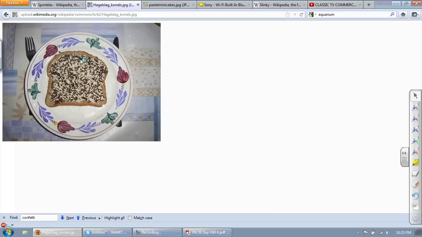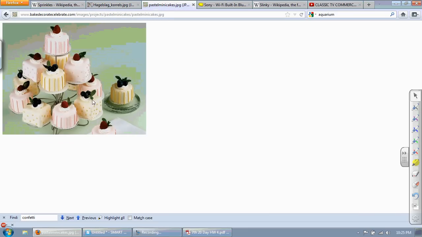So that's confetti candy. The second part, mini cakes, is exactly what you think it is. It's a cake, only mini. Not a cupcake. It's a cake. There's frosting all around it. Cupcakes are in a cup and only have frosting on top. Pay attention. Okay.